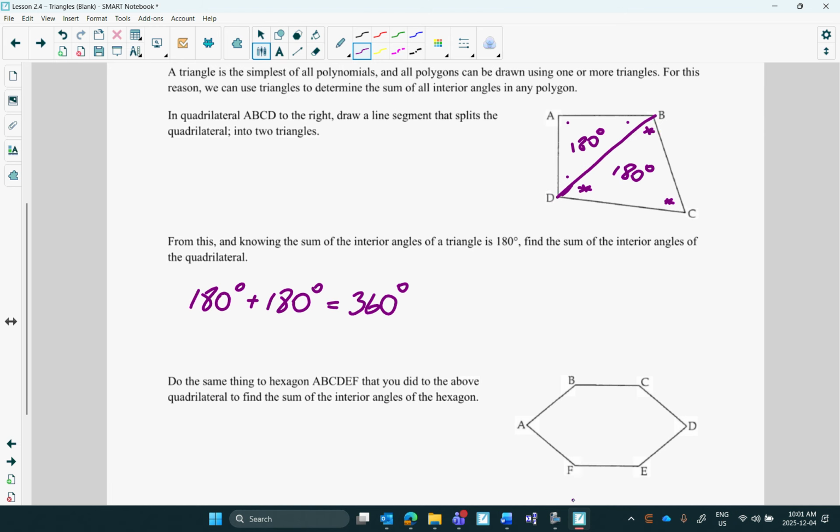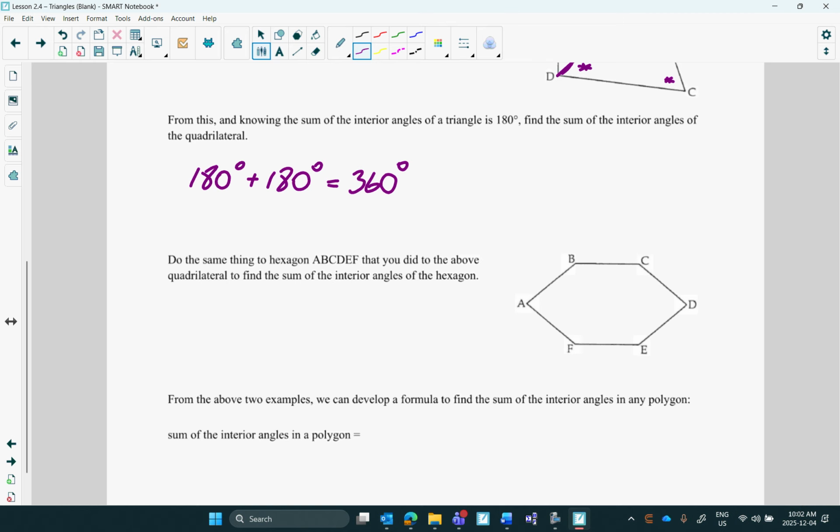Remember, 4-sided shape, you can make 2 triangles. How many triangles do you think you can make in a 6-sided shape?